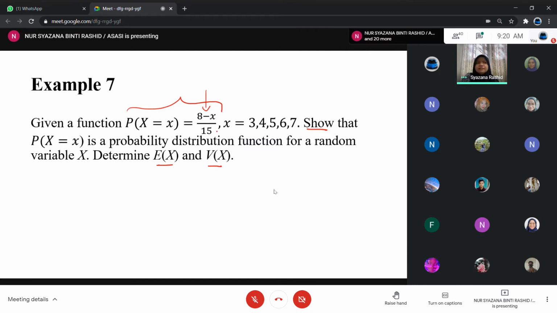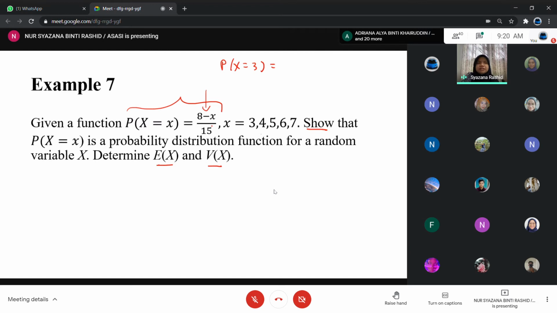So kalau nak transfer table mesti ada first row or first column. X dah ada dah. 3, 4, 5, 6, 7. Okay, second row you kena cari ni. Probability of X equals 3. Probability of X equals 4, 5, 6, 7. So mana nak dapat? Tu yang guna function.